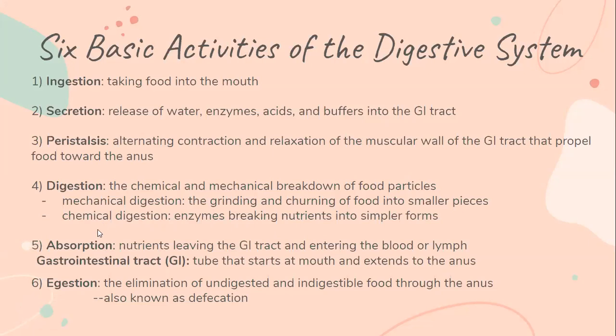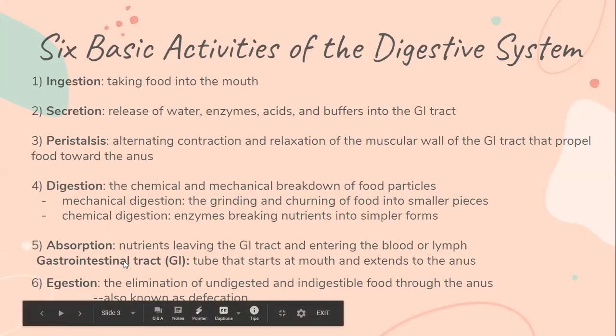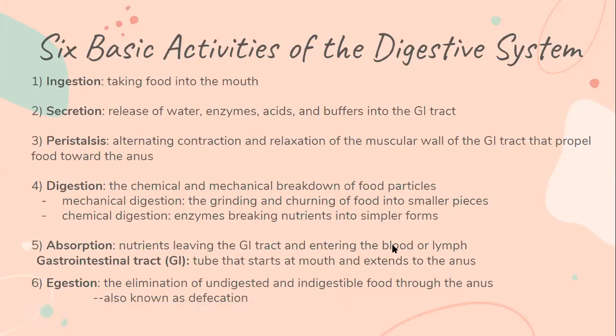And then 5 is absorption. So nutrients leaving the GI tract and entering the blood or lymph. That's when your digestive system absorbs the nutrients for you, and it goes into your blood, which circulates throughout your body, so your whole body gets the nutrients.